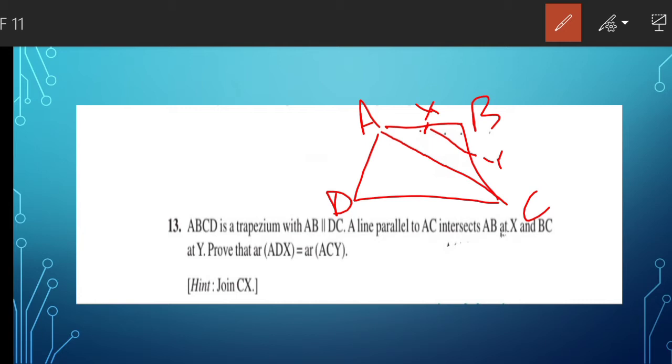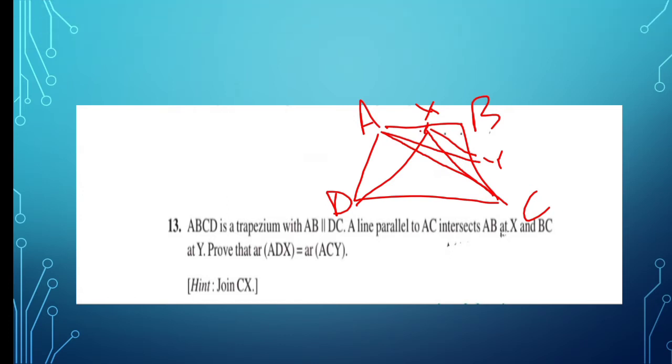Prove that the areas are equal of this triangle ADX and ACY. There is a hint given, that is join CX. That means we have to join CX.